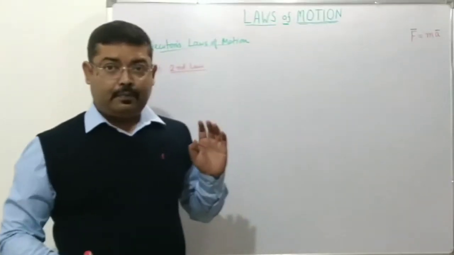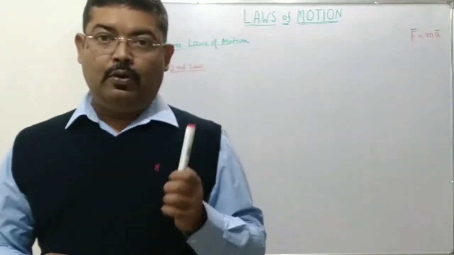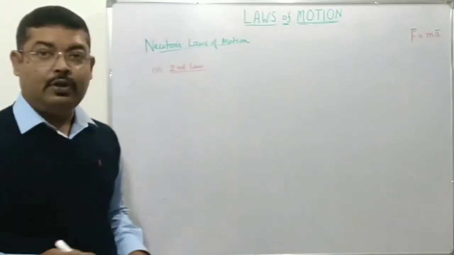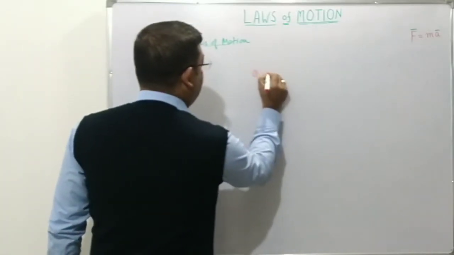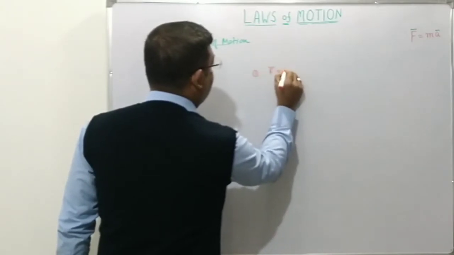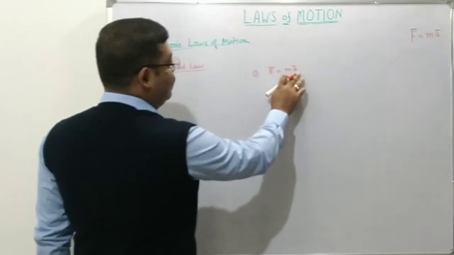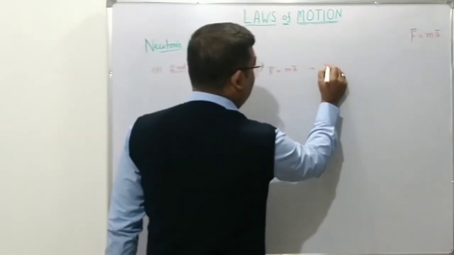Right. Now, from this equation, we can make certain inferences about Newton's second law of motion. Number one is, since F is equal to ma, vector F equals vector ma, so Newton's second law of motion is actually a vector law.